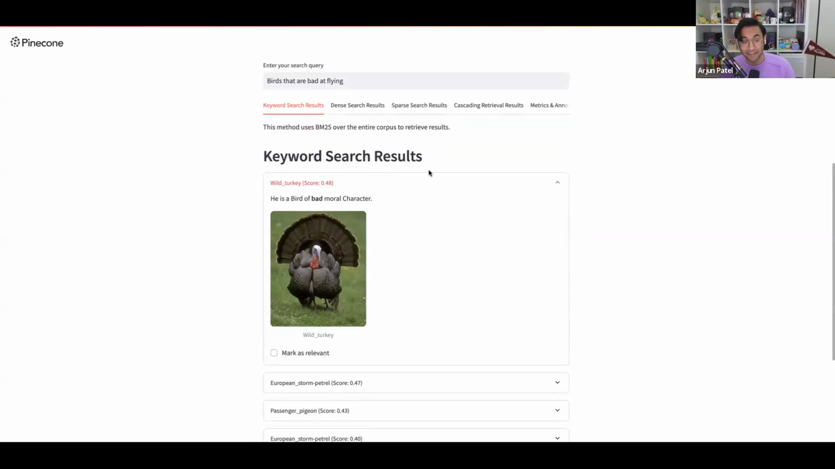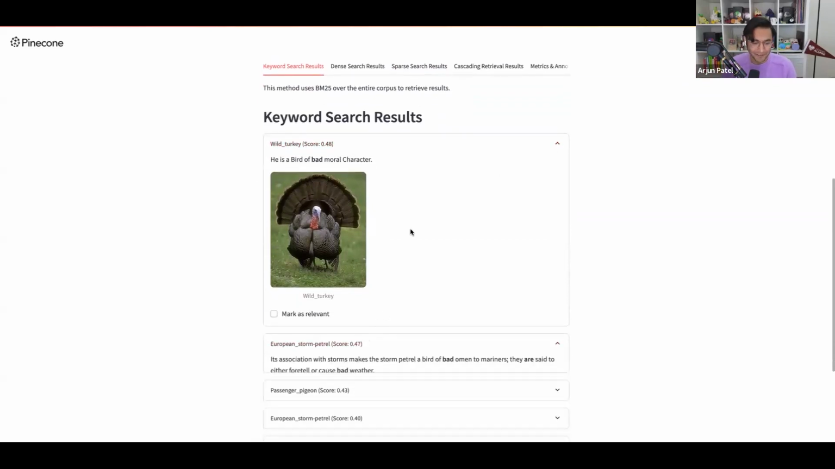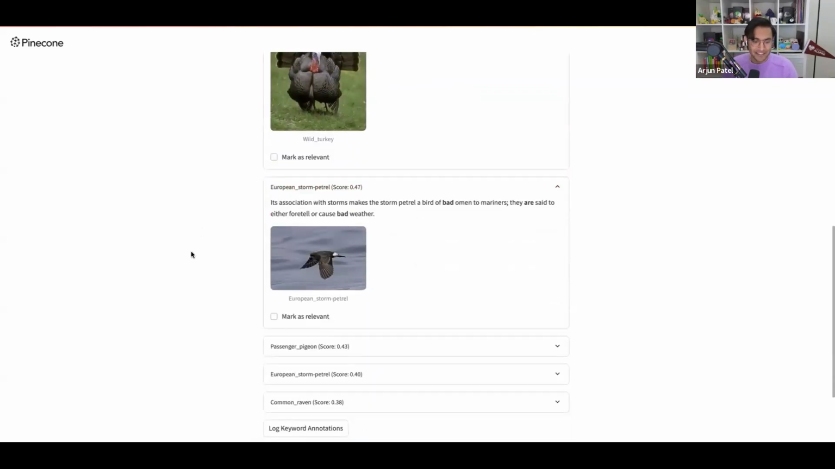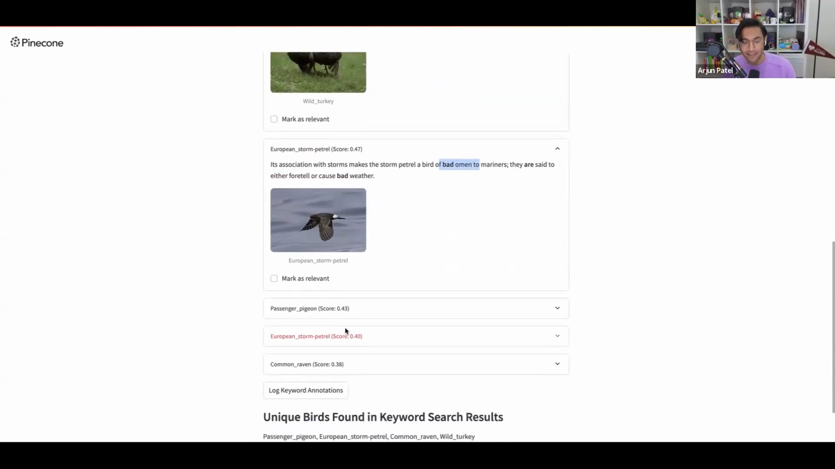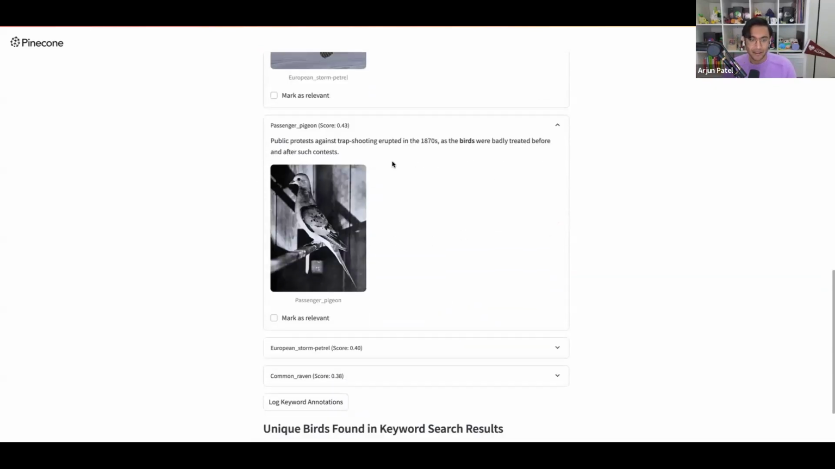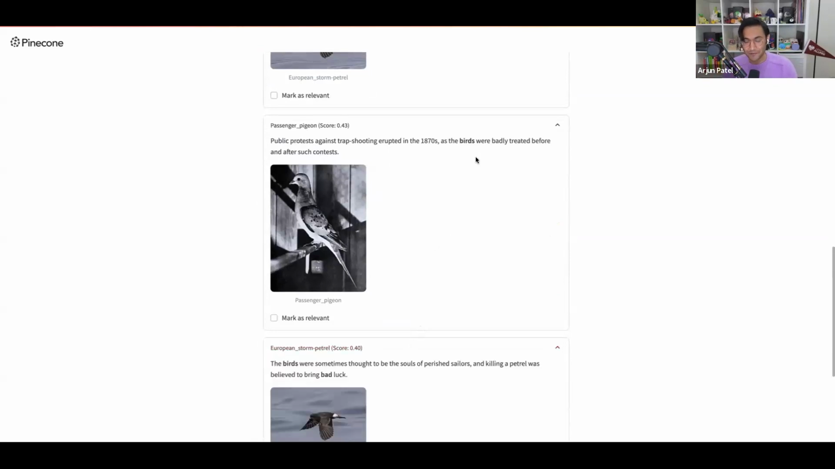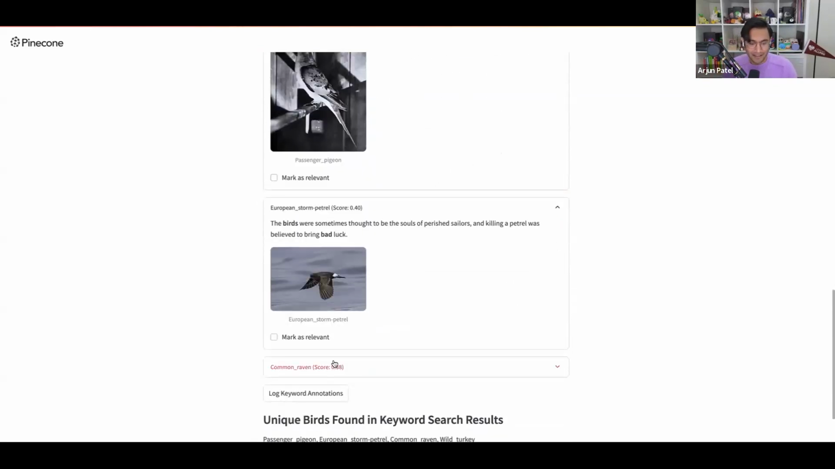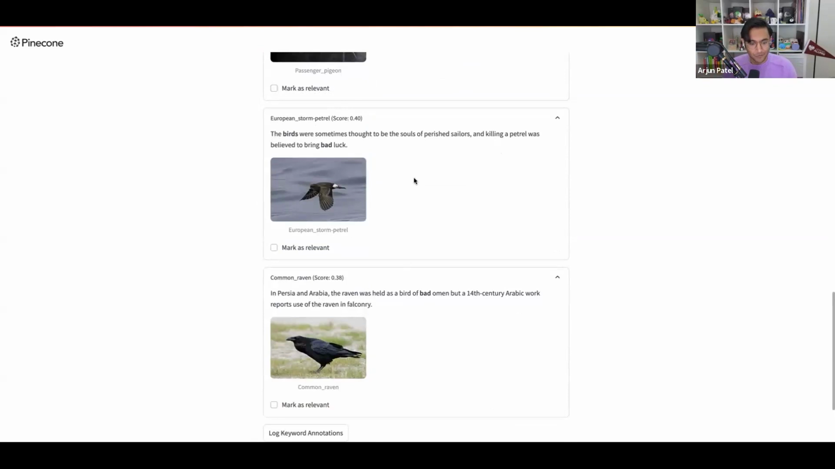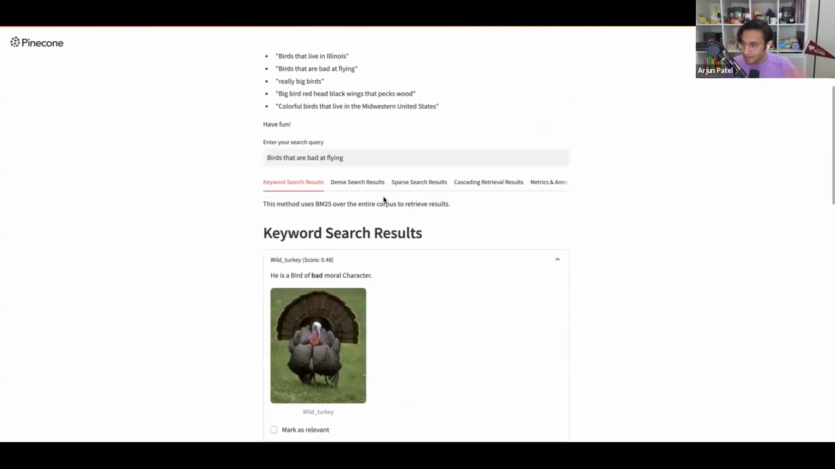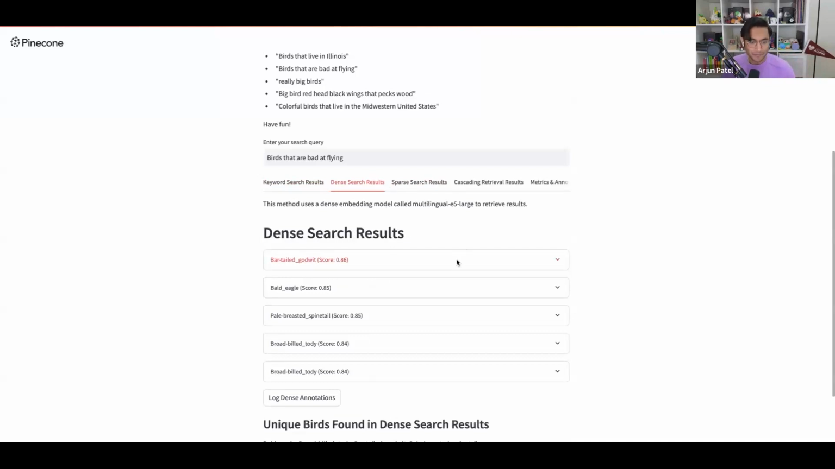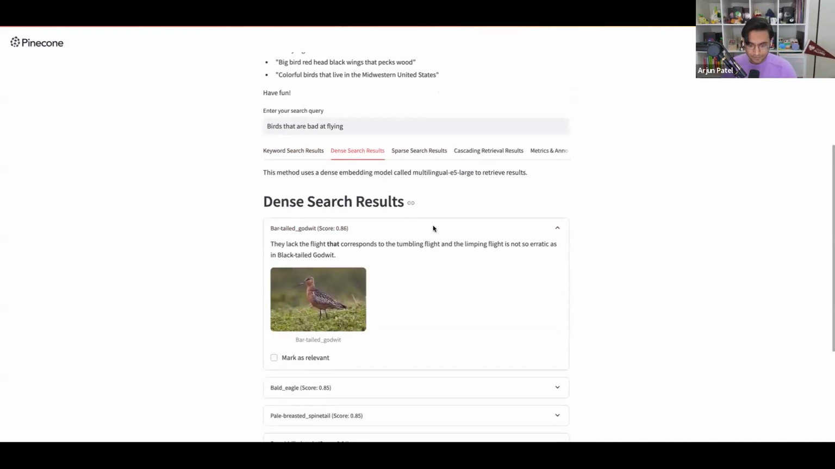Hilariously, the first result under keyword search is wild turkey, but the sentence we get back is "he is a bird of bad moral character," which is really funny, but not what we're looking for. This is a sentence about European storm petrels that are bad omens. This is not the kind of bad we're interested in. Passenger pigeons are really good at flying, so we can't do that at all. Same petrel argument, and then ravens, which are bad omens. So you can see the failure of keyword search peeking out here. We're not actually understanding the concept here. So let's see what dense search is doing.